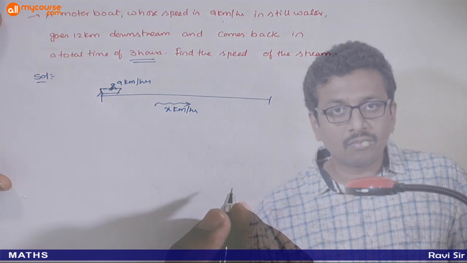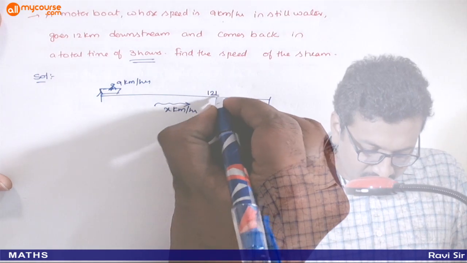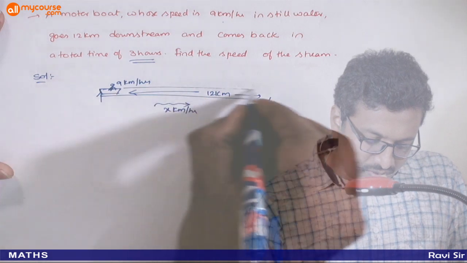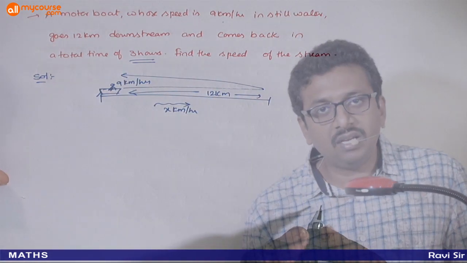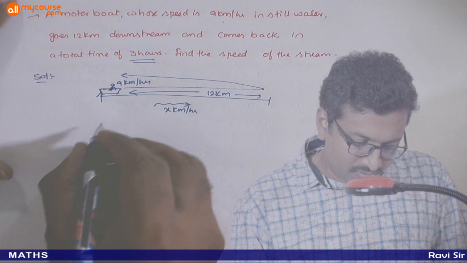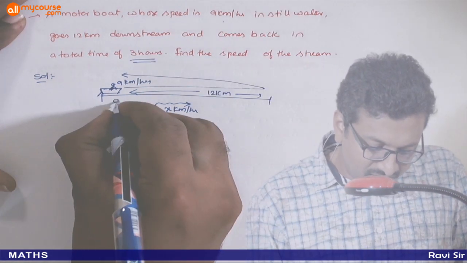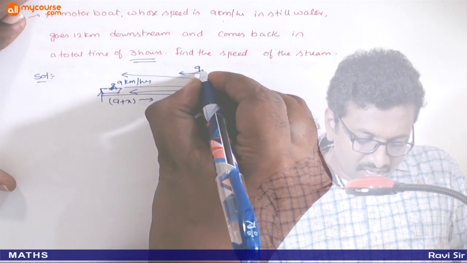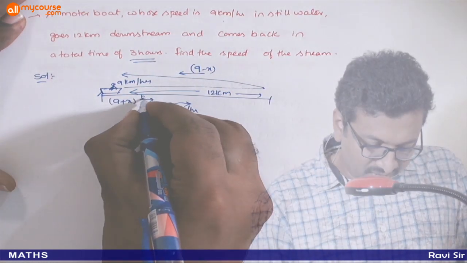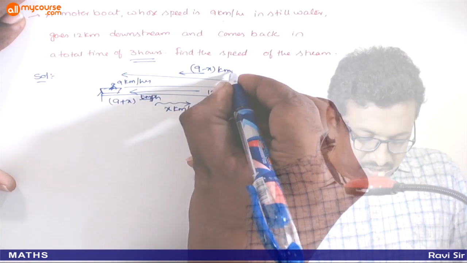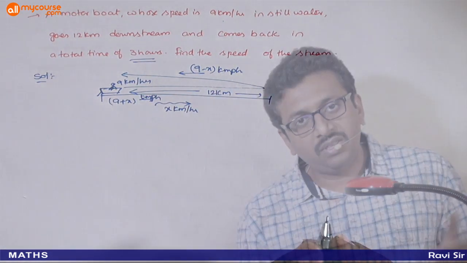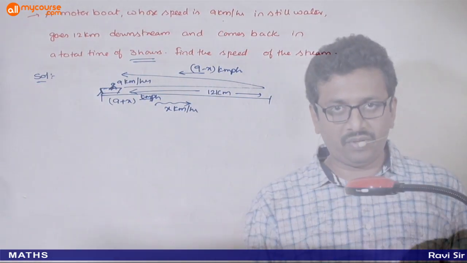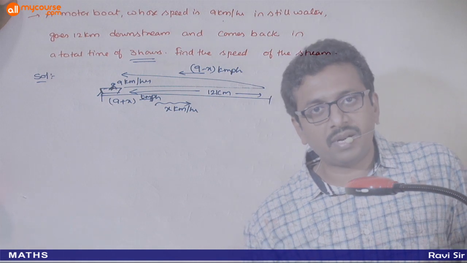So now the distance is given as 12 kilometers. Now the boat goes and comes back in 3 hours. That is the total time taken. So you know that the forward speed is 9 plus x and the backward speed is 9 minus x kmph. If you are going with the flow, the speed of the stream will be added. If you are coming back, the speed of the stream will be subtracted.